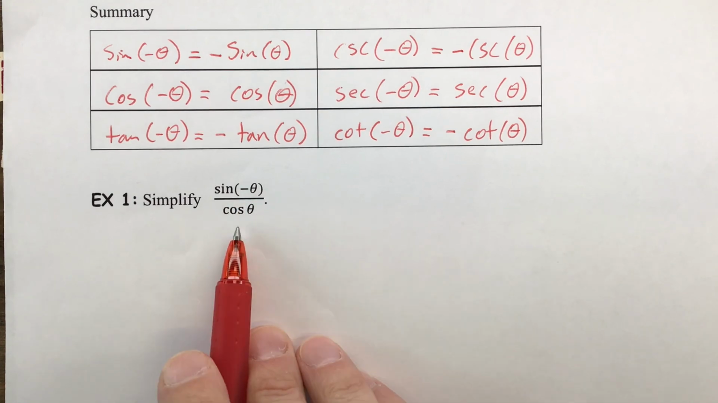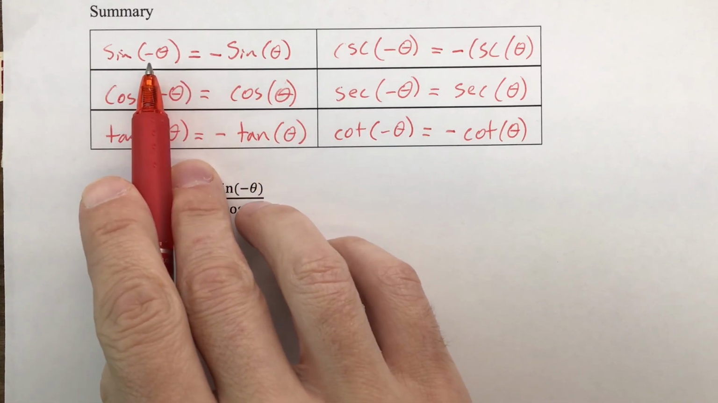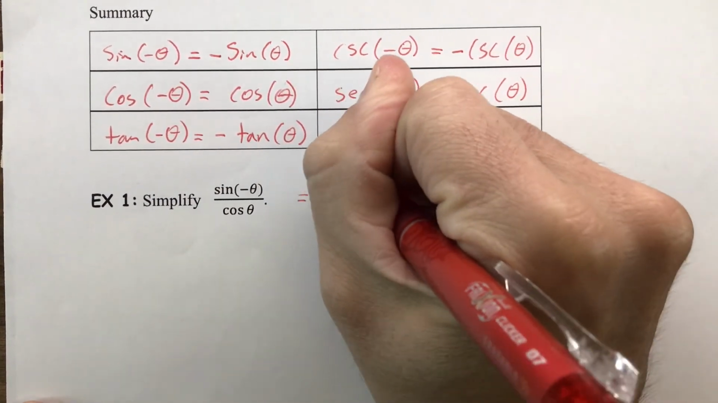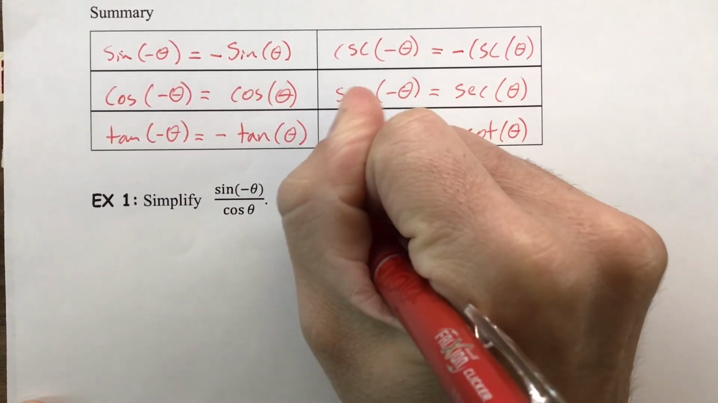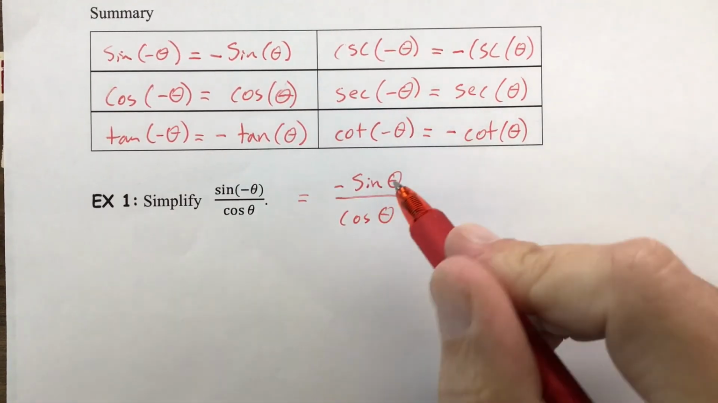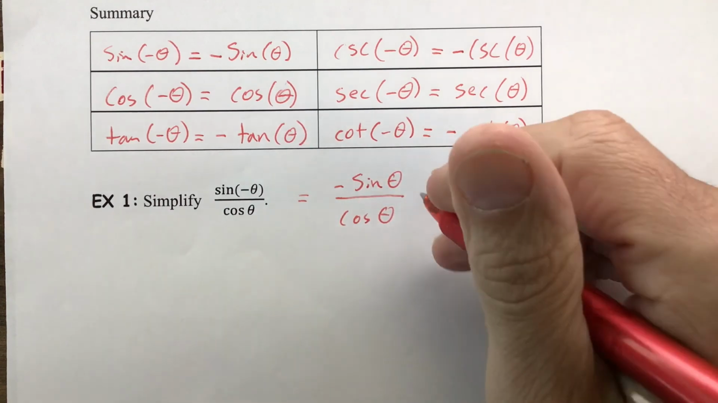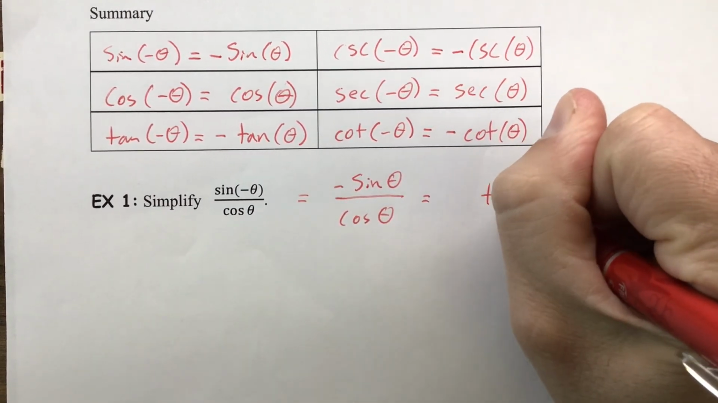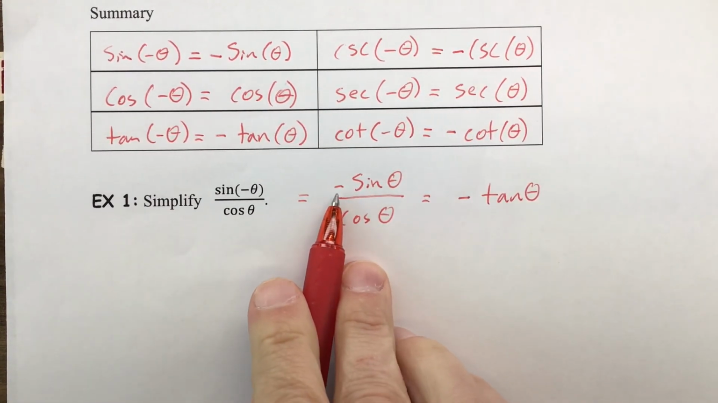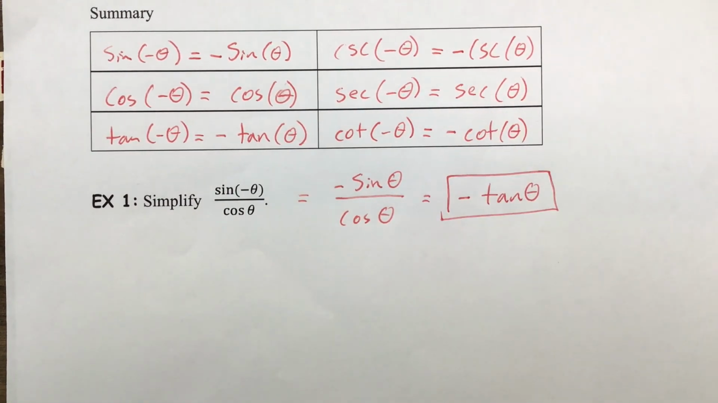Unfortunately, you can't do that if the angle measurement inside a sine is not the same thing that we have inside a cosine. So using our negative identities, I can take that negative from inside the sine and move it out to the front. I can rewrite this as negative sine theta over cosine theta. And now that these two look the same, I can change that into a tangent theta. And we still got the negative that we moved out front, so this becomes negative tangent theta.